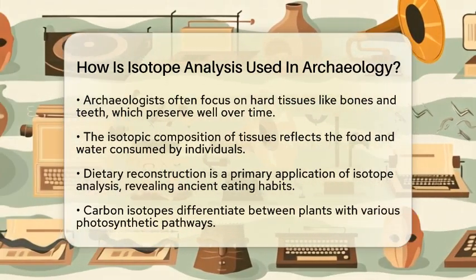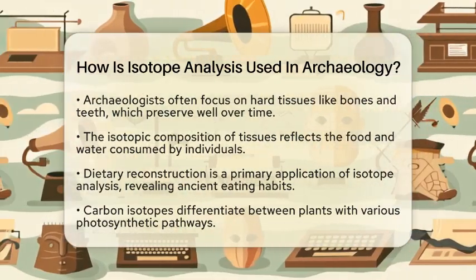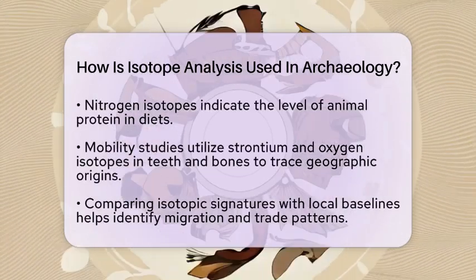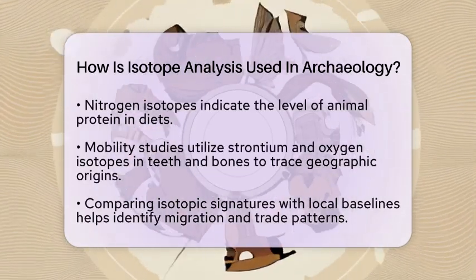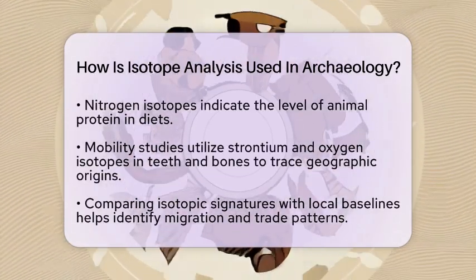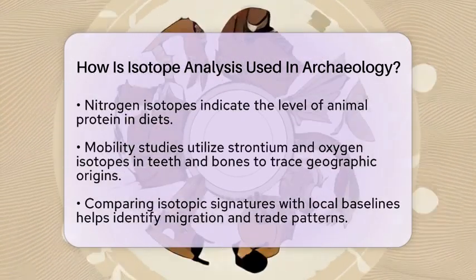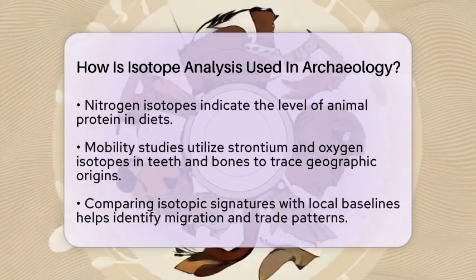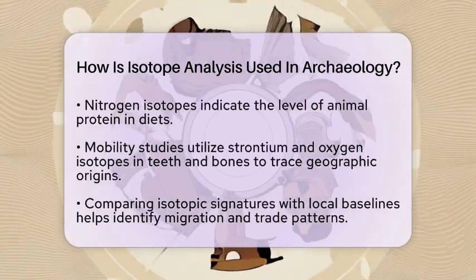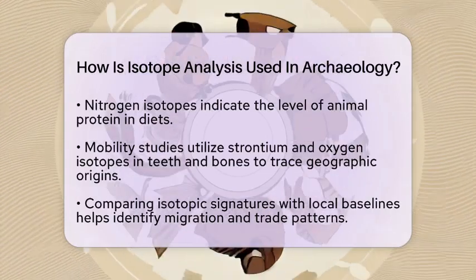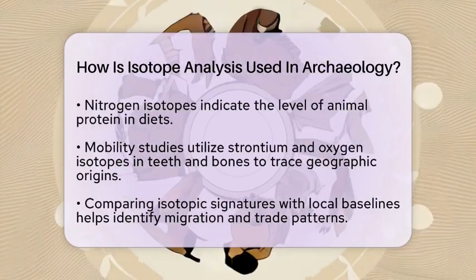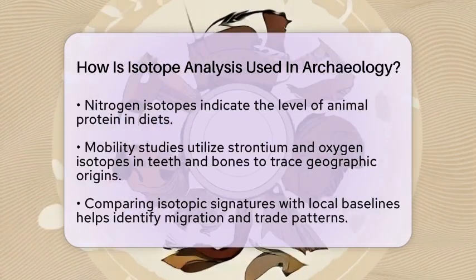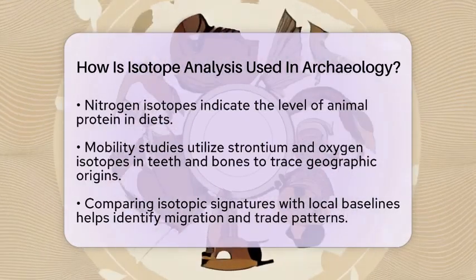Another important use of isotope analysis is in mobility and provenance studies. Isotopes like strontium and oxygen found in teeth and bones can reflect the geological and climatic characteristics of the regions where individuals lived. By comparing these isotopic signatures with local environmental baselines, archaeologists can determine whether individuals were local or non-local to a site. This reveals patterns of migration, trade, or population movement.